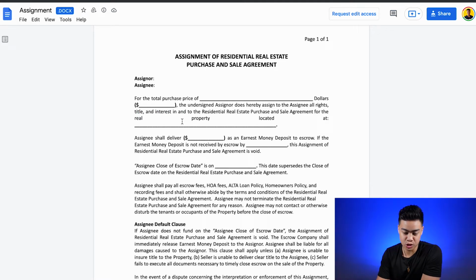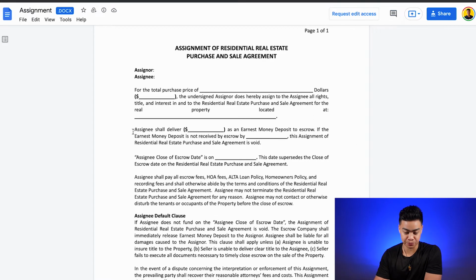So the next thing that you have to fill in is this line right here. So real property located at blank. So there you just write the property address for whatever home that you are assigning. The next line we look at is right here.